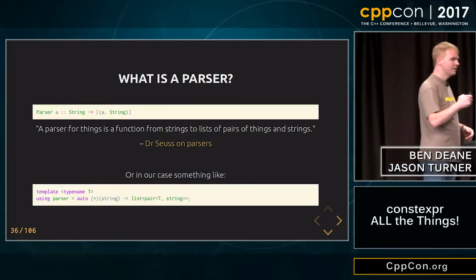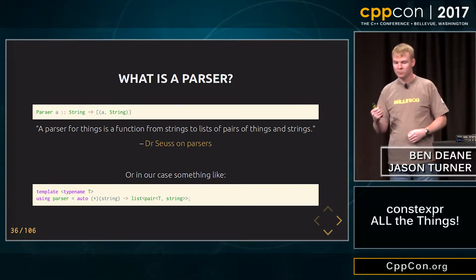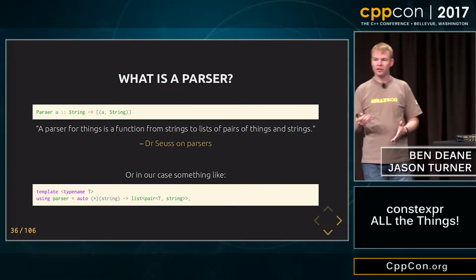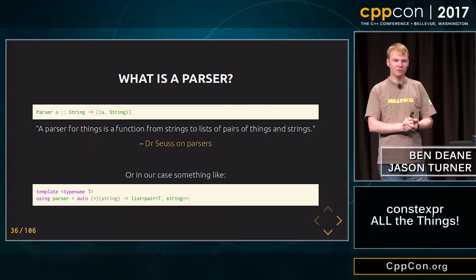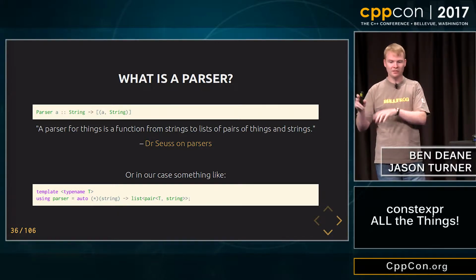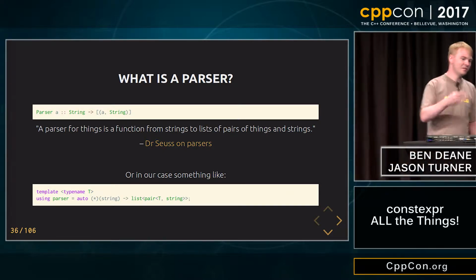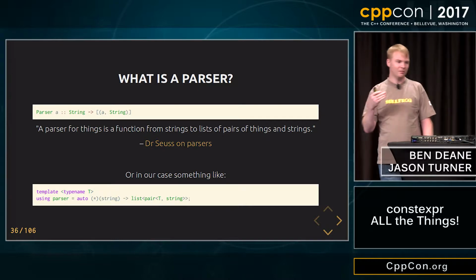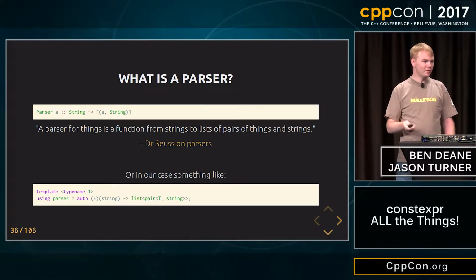And so to answer that question, first we have to answer the question, what is a parser? And if Dr. Seuss had been a computer scientist, he might have said something like this. A parser for things is a function from strings to lists of pairs of things and strings. This quote is from Fritz Ruehr, who's a functional programming lecturer at Willamette University.